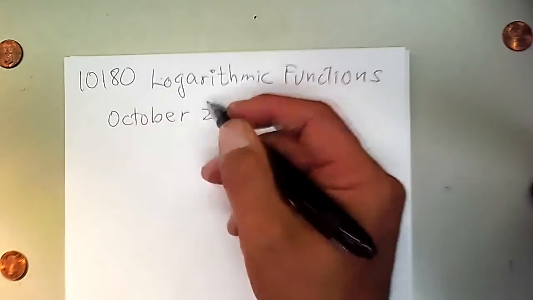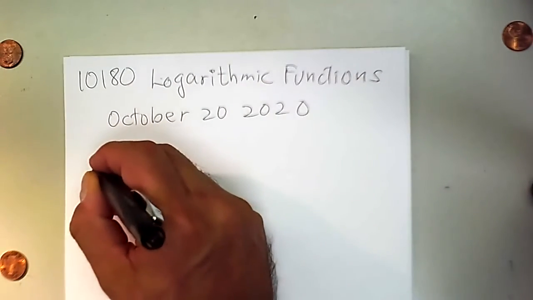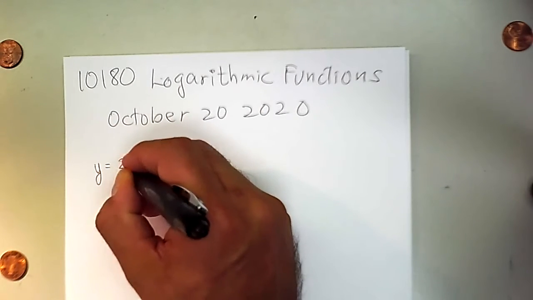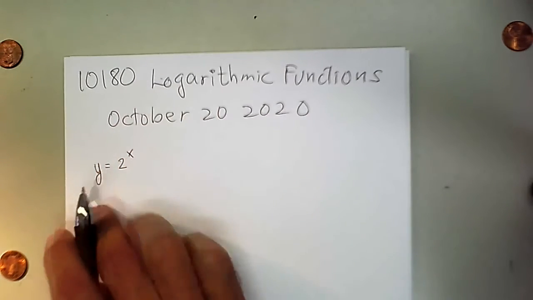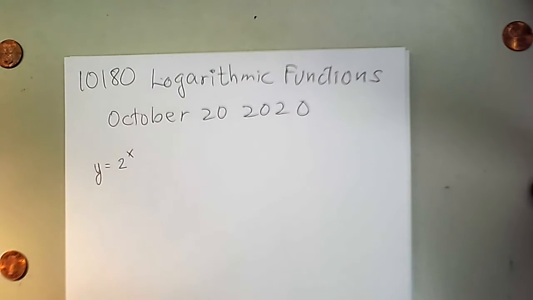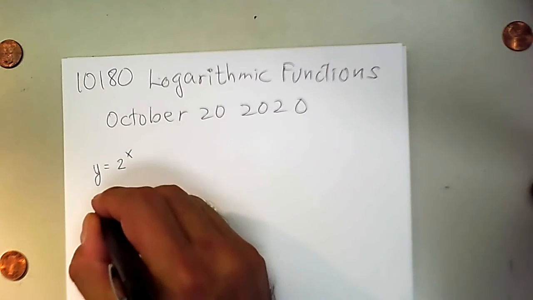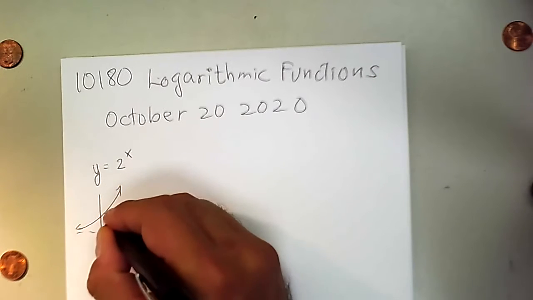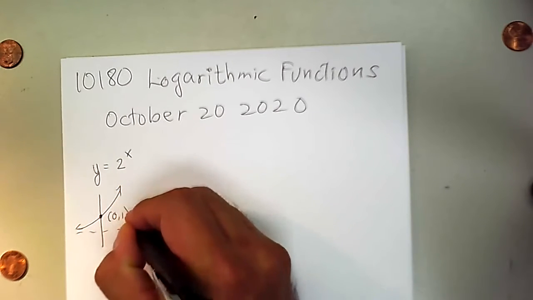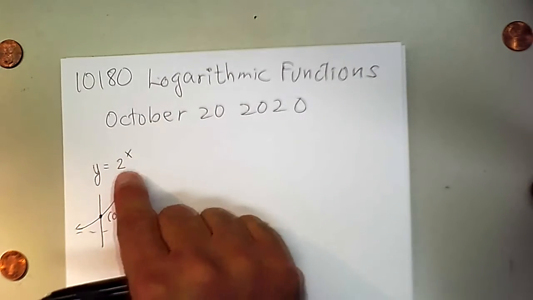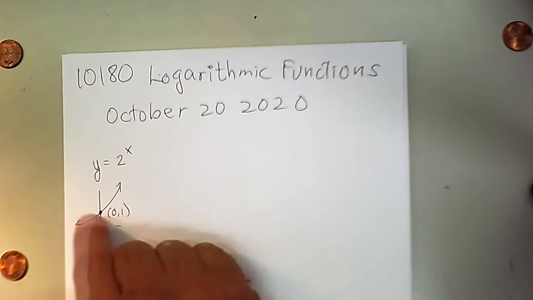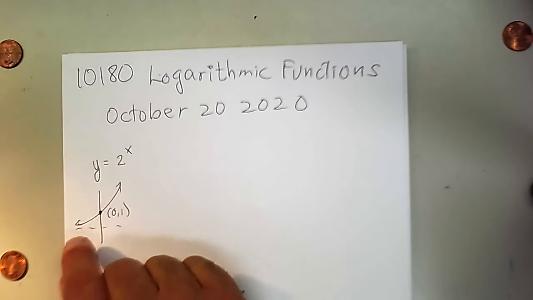So if you have y equals 2 to the x, we saw that in a previous video, about 2 videos ago. And this is a quick sketch of the graph going through 0, 1. This function has an inverse. It is 1 to 1. It passes the horizontal line test, and of course it passes the vertical line test. And so it is 1 to 1.